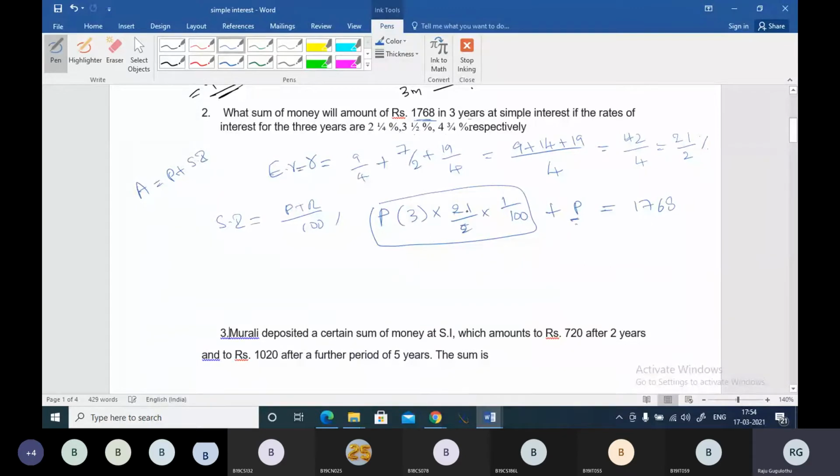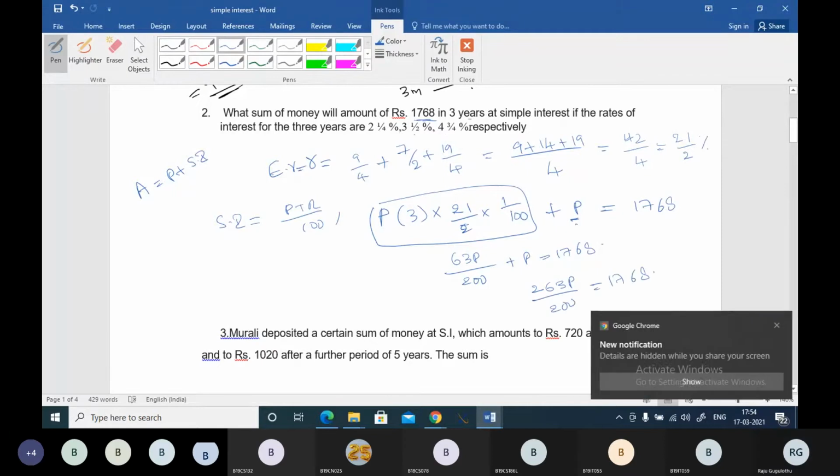3 20s are 60, 63. So 63P divided by 200 plus P is equal to 1768. You will have to solve it. Then you will have 200P by 200. It will be 200P plus 63P, that is 263P by 200 is equal to 1768, boss.